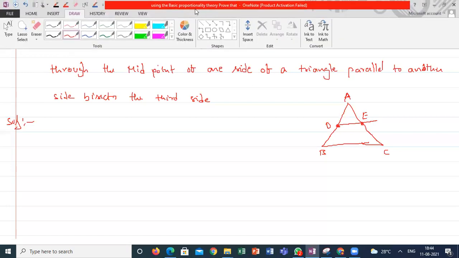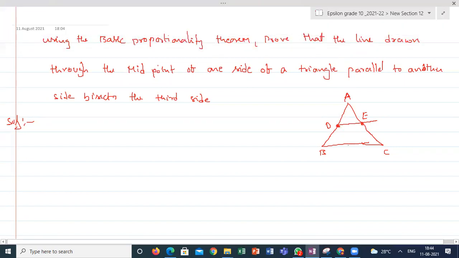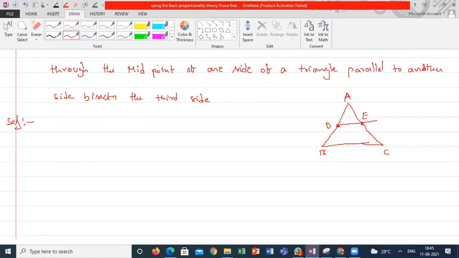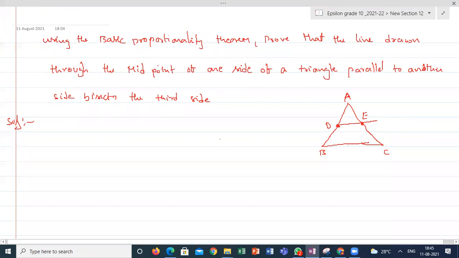Understood the question, guys? If I am drawing a line from the midpoint of one side parallel to the second side and intersecting the third side, it is dividing it into two equal parts. So how to explain the solution here? Sir, what should we prove here? We have to prove E is dividing AC into two equal parts. The line which is drawn parallel to the second side bisects the third side. Understood what I'm saying?